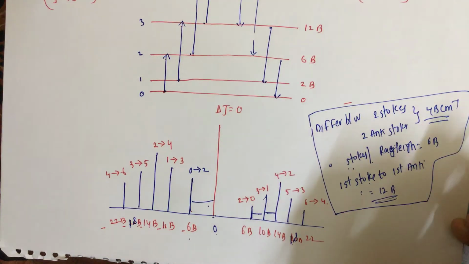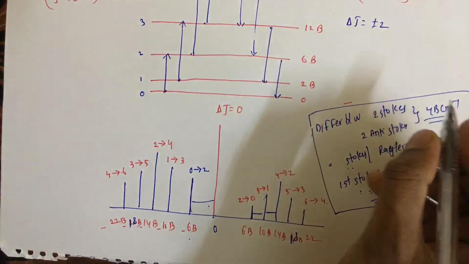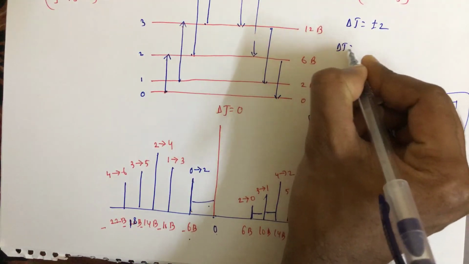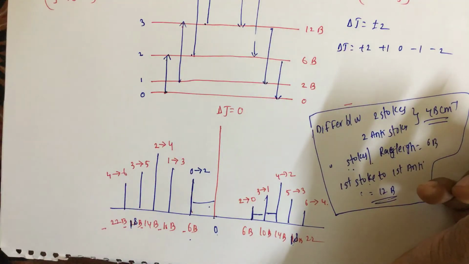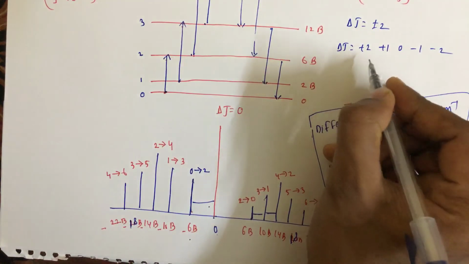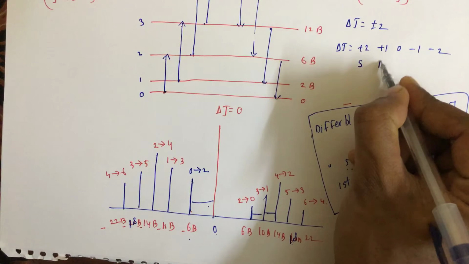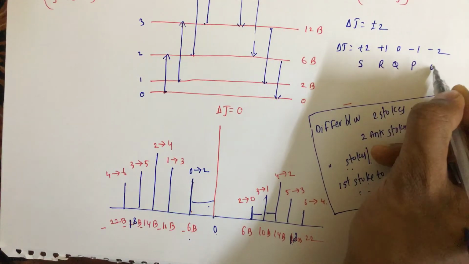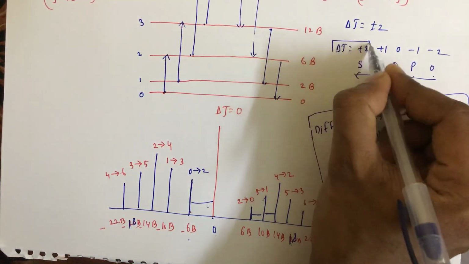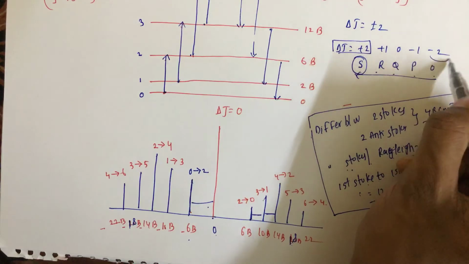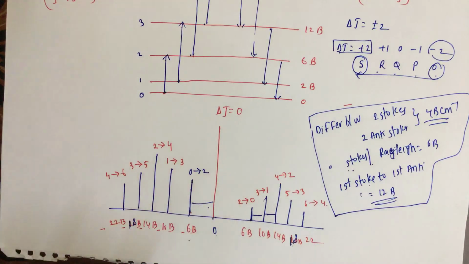Now delta J equals plus or minus 2. That means we can write it as delta J equals plus 2, plus 1, 0, minus 1, minus 2. When we have plus 2, this will be the S branch. So just remember this will be S. Next we have R, Q, P, O. This alphabet: O, P, Q, R, S. If delta J equals plus 2, that comes under the S branch. If it is minus 2, that comes under the O branch. So I hope this diagram is clear.